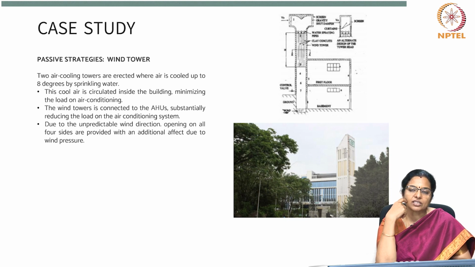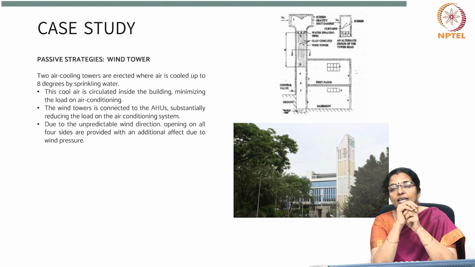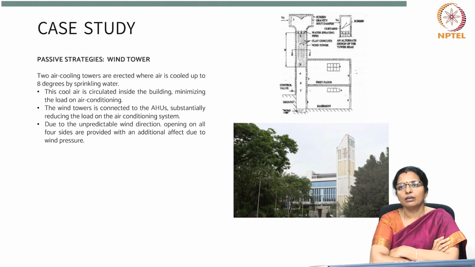The other passive strategy is the wind tower. This building has two air cooling towers, which are erected, where air is cooled by up to 8 degrees centigrade by sprinkling water. The cool air is circulated inside the building, minimizing the load on the air conditioner. The wind tower is connected to the AHU, substantially reducing the load on the air conditioning system. Due to the unpredictable wind direction, openings on all four sides are provided, with an additional effect due to wind pressure.